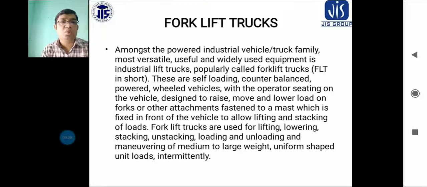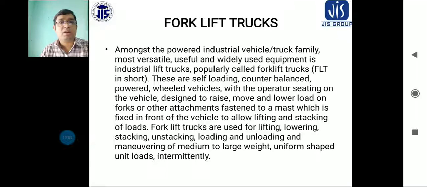And they are designed to raise, move and lower loads on the fork or other attachment fastened to a mast, which is fixed in front of the vehicle to allow lifting and stacking of the loads. Basically, these loads are considered according to the design.